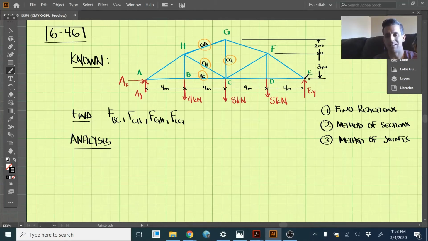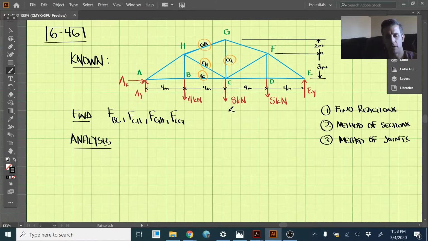Because at point E it's only a roller, it doesn't have a force in the X direction, it just has EY. And then we have these external forces here, 4 kilonewtons, 8 kilonewtons, and 5 kilonewtons. Okay, and what we're trying to find, we're not trying to find all the forces in all the members. We just have a select few that we're trying to find. We're trying to find BC here, CH, GH, and CG.